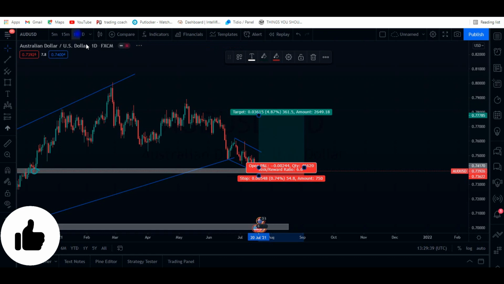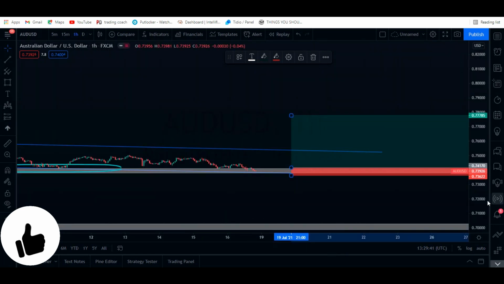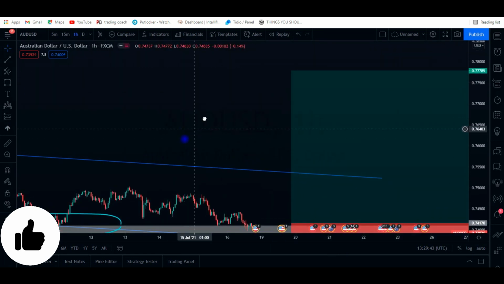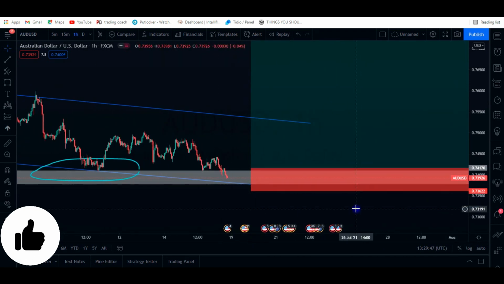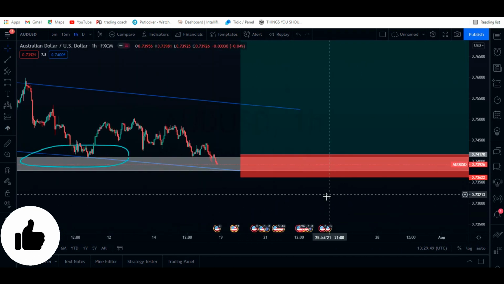You can switch to an hour time frame. There is nothing exactly that we can talk about other than waiting for this structure to complete and to see if this structure is valid or not.